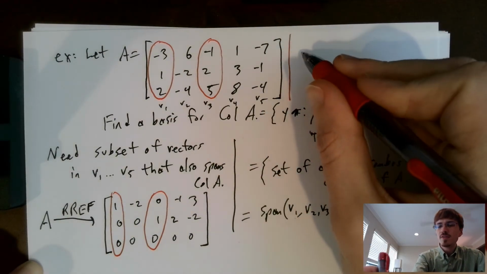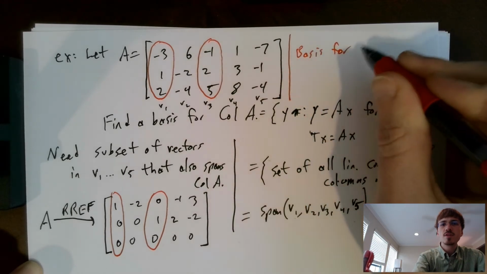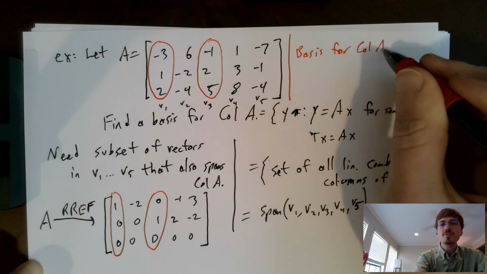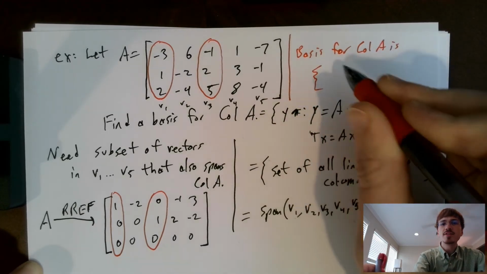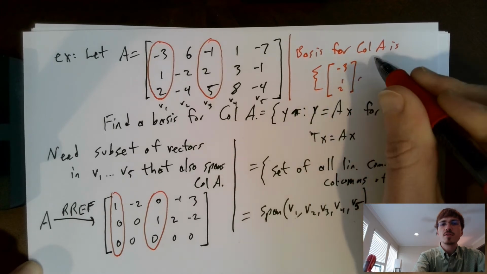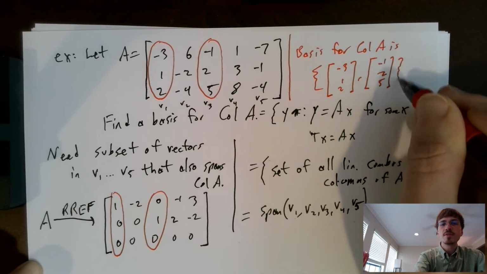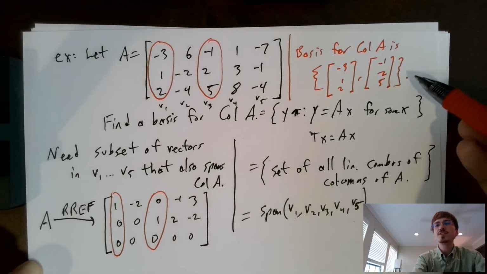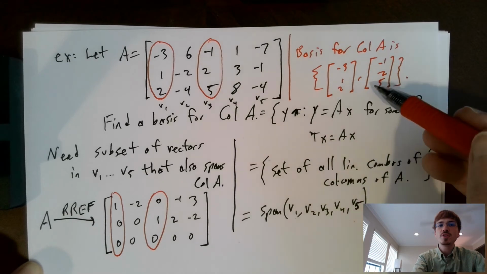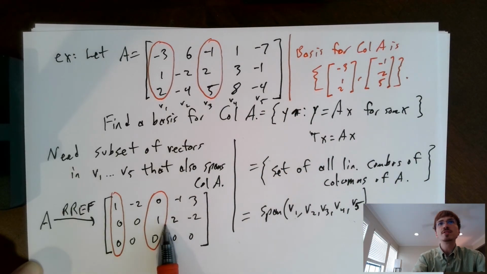We know that a basis for the column space of A is the set of vectors negative 3, 1, 2, negative 1, 2, 5. A basis is just the set of these two vectors. They're certainly linearly independent because they're not a scalar multiple of each other, and they still span the whole space by this computation here. Yeah?